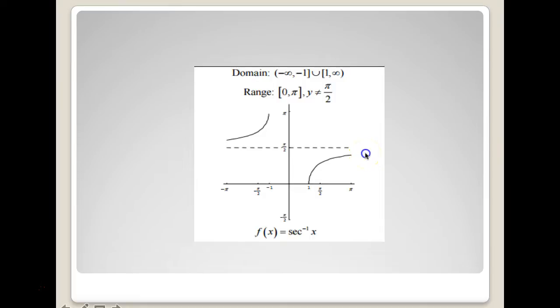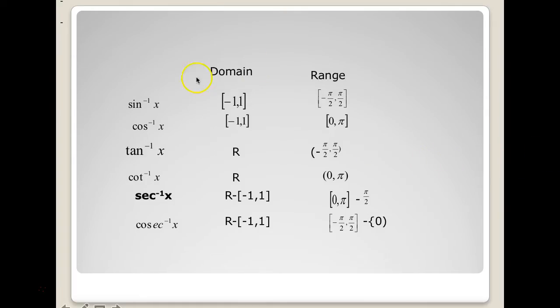So summarizing all that we have just gone through, the domain of sine inverse is minus 1 to 1, range is closed interval minus pi by 2 to pi by 2, domain of cos inverse is the closed interval minus 1 to 1, range is the closed interval 0 to pi. So the domain of sine inverse and cos inverse is the same, that is the closed interval minus 1 to 1. This helps us to recollect.